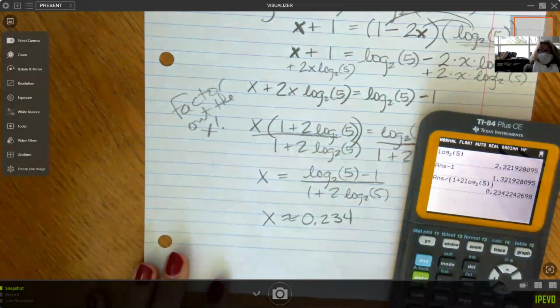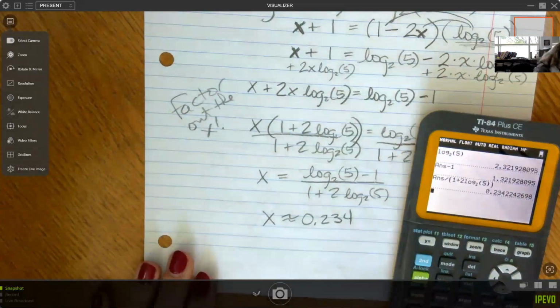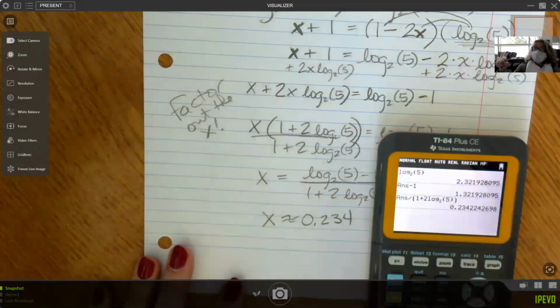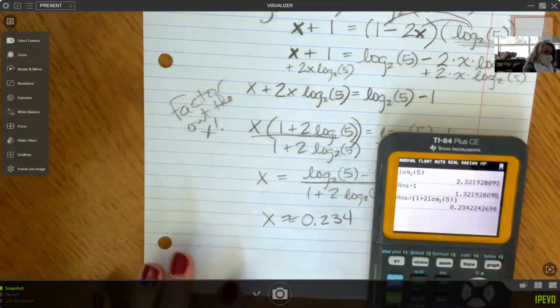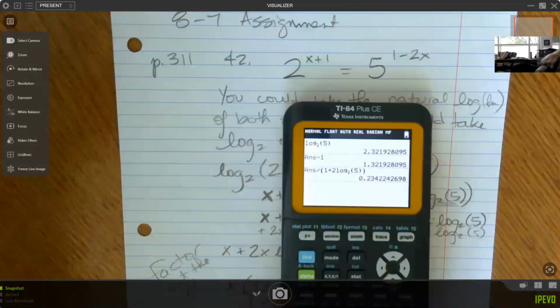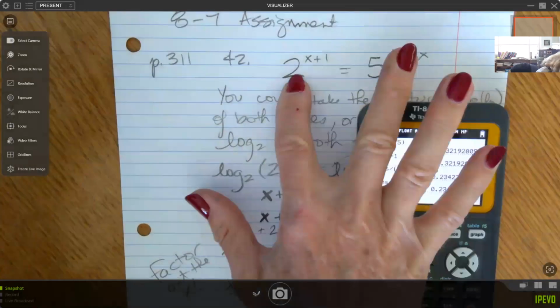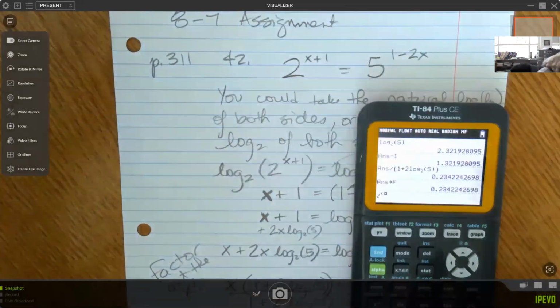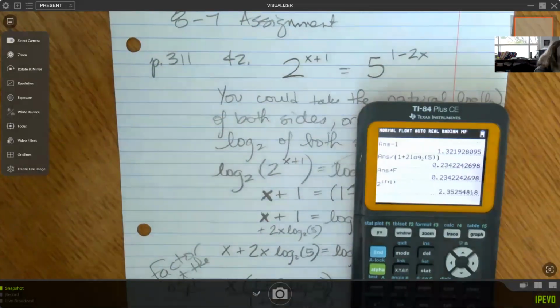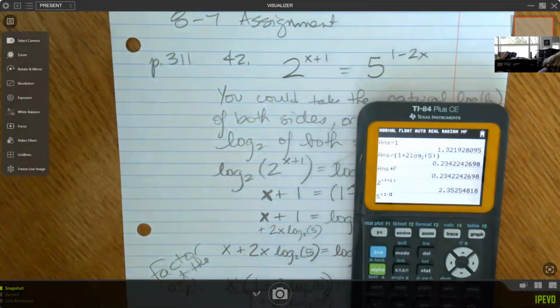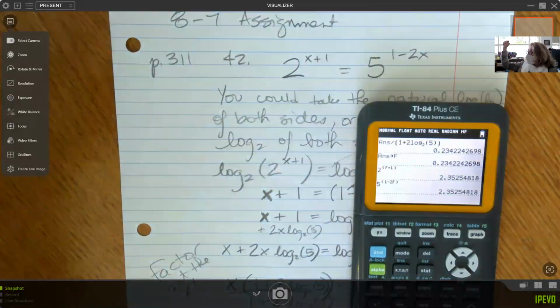There's a lot of ways you can check this is right. One of the kind of fun ways is, why don't I store this value and then try it out back in my original. So I'm going to store that value. I just called it F, I could have called it J or anything. But now if I write 2 to the F plus 1, I get 2.35. So let's see what I get when I say 5 to the 1 minus 2 times F. And you can see, yay, I get the same thing.